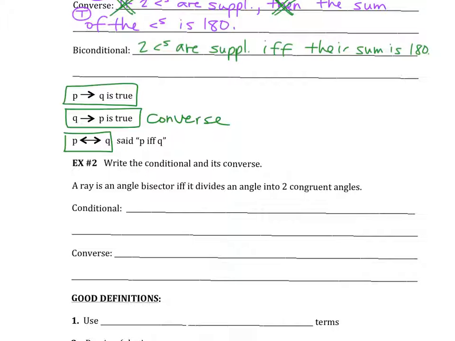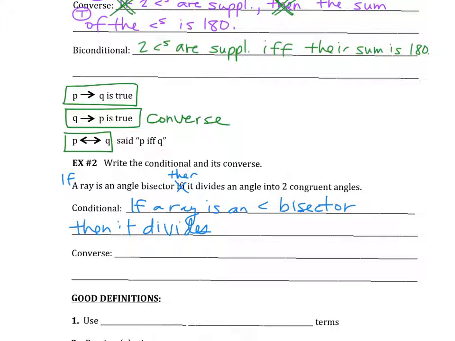Yeah, Krista. If a ray is an angle bisector, okay, so she added an if at the beginning, took out the if and only if, put a then in the middle. So then it divides an angle into two congruent angles. Okay? So what would the converse of that be?